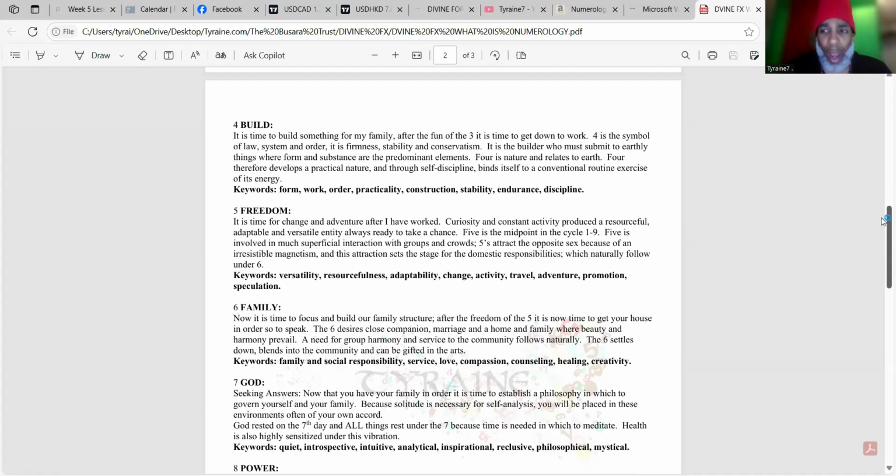So I wanted to put that out there because I'm a number 4, so practicality is very important to me. Number 5 represents freedom. It is time for change and adventure after I have worked. Curiosity and constant activity produced a resourceful, adaptable, and versatile entity always ready to take a chance.